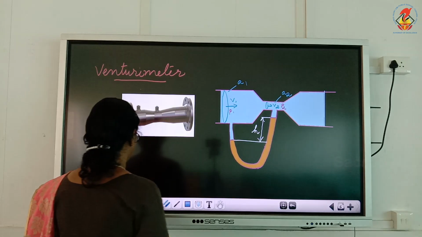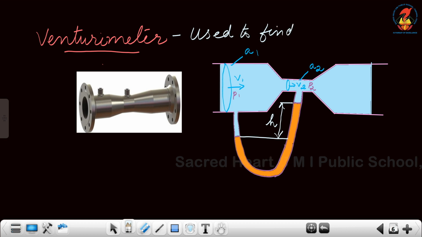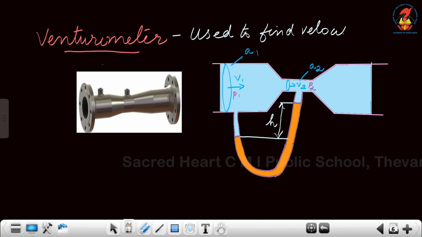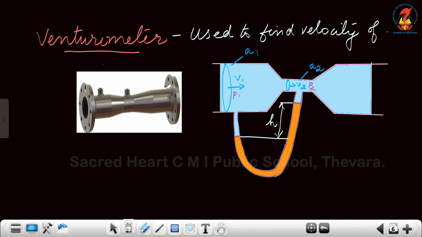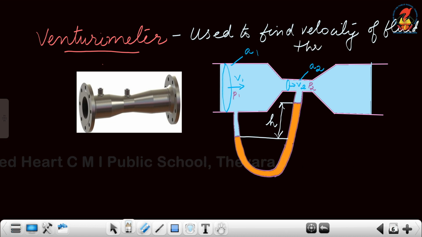So Venturimeter is used to find the velocity of fluid through a pipe.